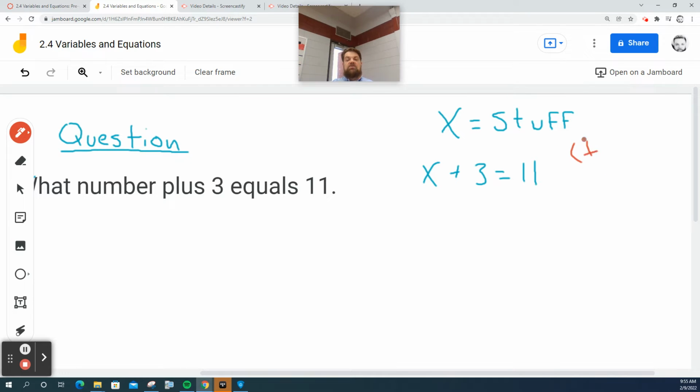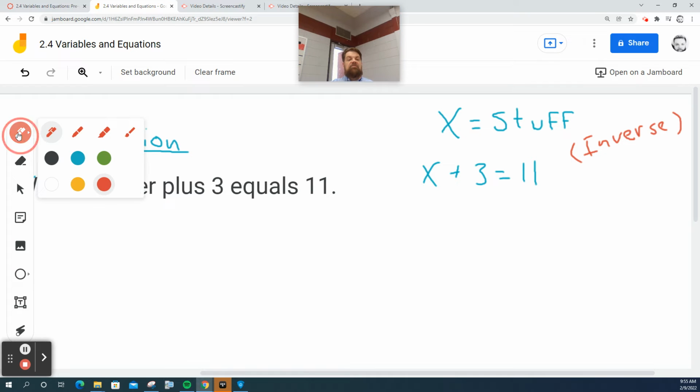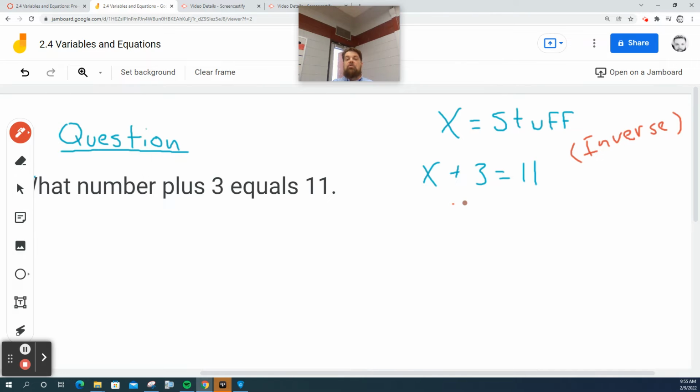Now the inverse, you guys will want to say opposite a lot, but there's a reason Mr. Adams uses the term inverse, because it's important. And we use inverses a lot in Algebra 1 and Algebra 2. So we look at x plus 3, the left-hand side. What is the 3 doing mathematically to the x? Adding. What's the inverse of adding? Subtracting. So I'm going to subtract 3 from this side.